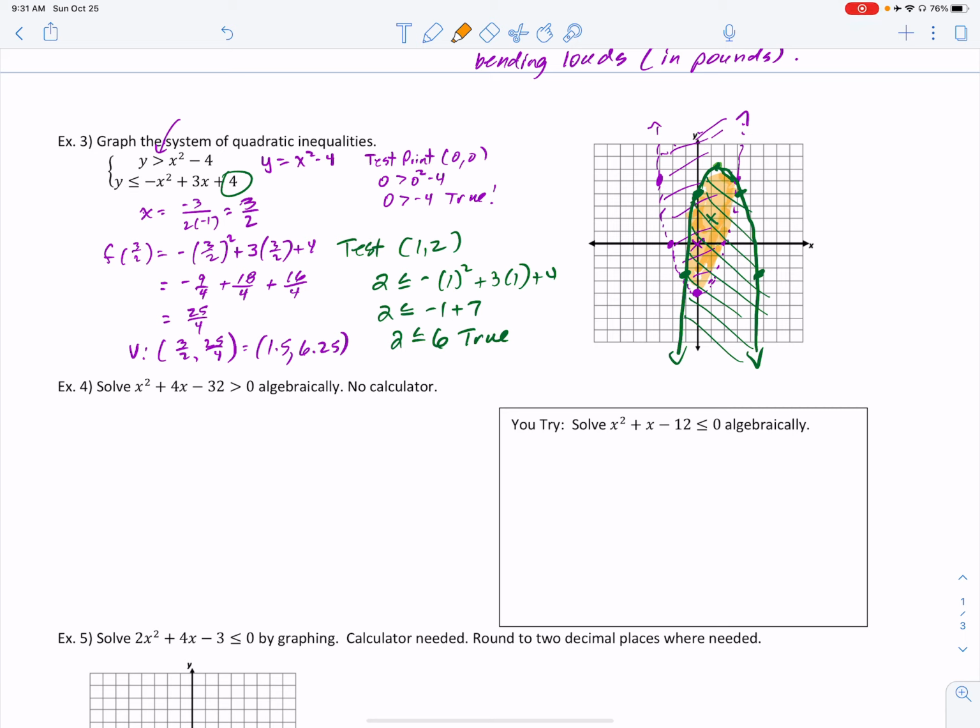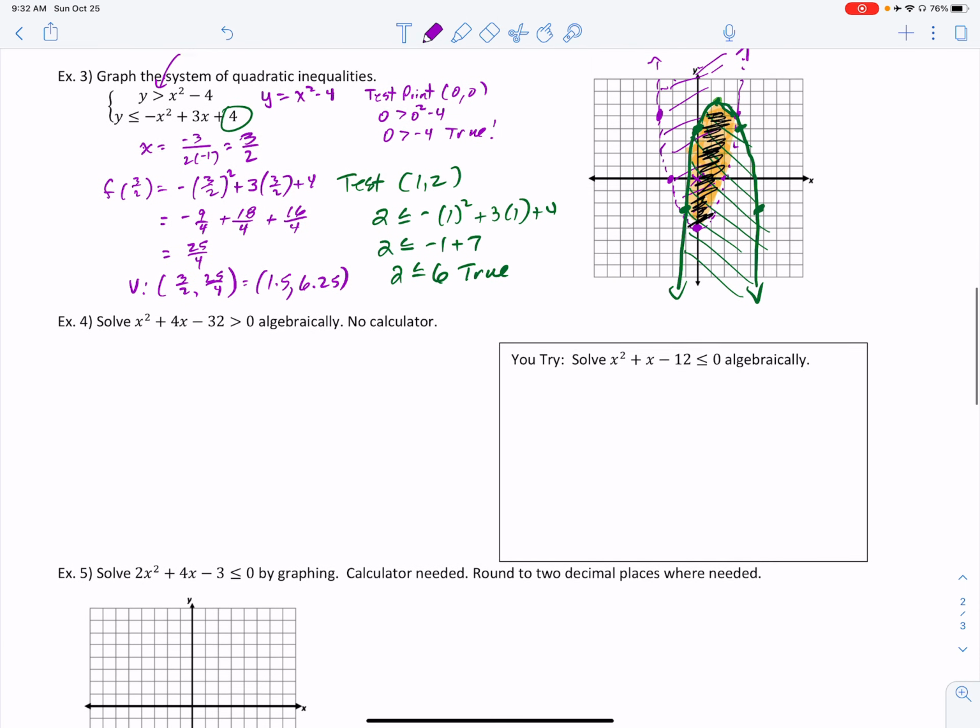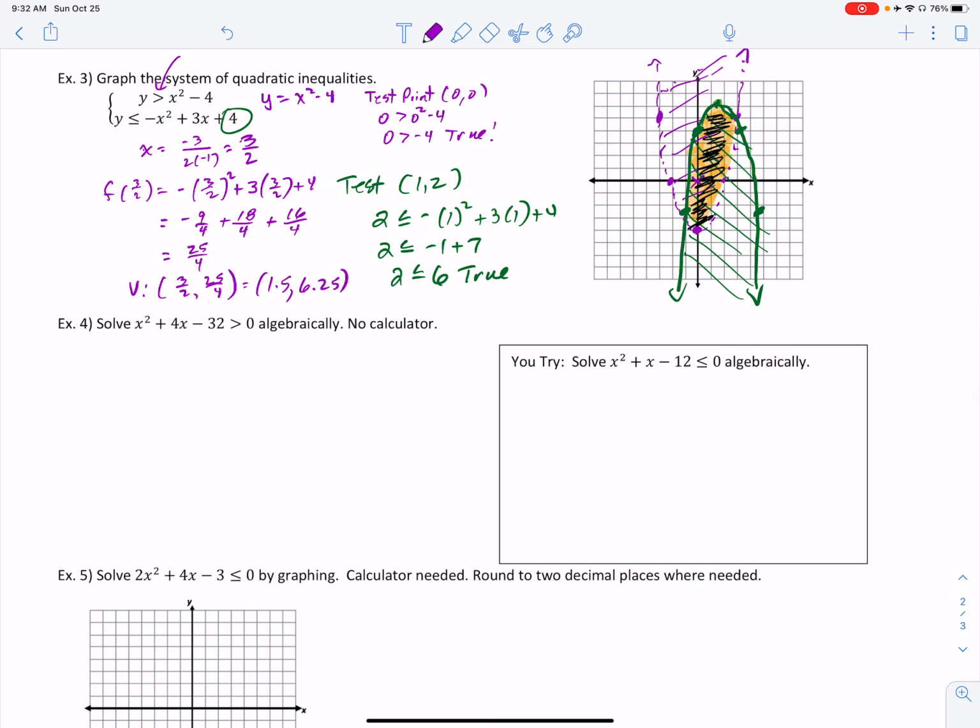So you need to go and make this part dark, shade it heavily so you know that is your final answer. I want to kind of go in here and shade this heavier and make it very clear that that intersection is my final answer. So that's graphing a system of inequalities. So being able to graph a parabola and being quick at it and precise is important.